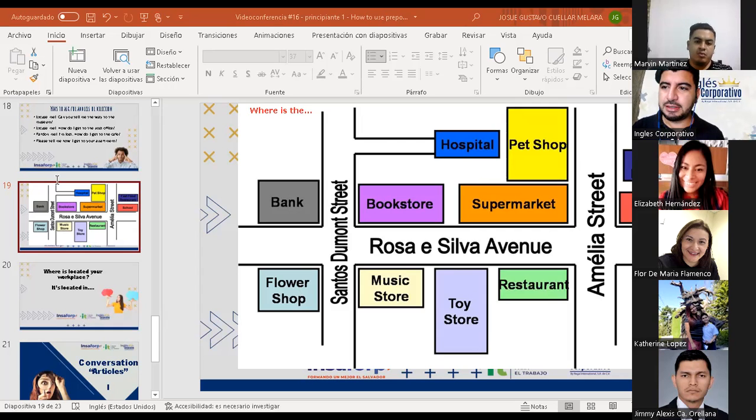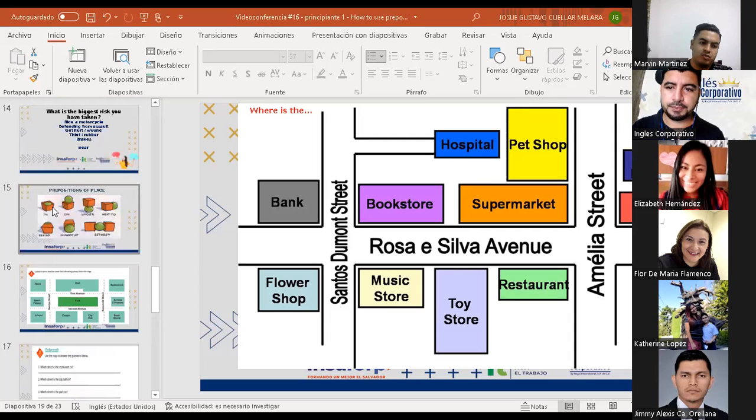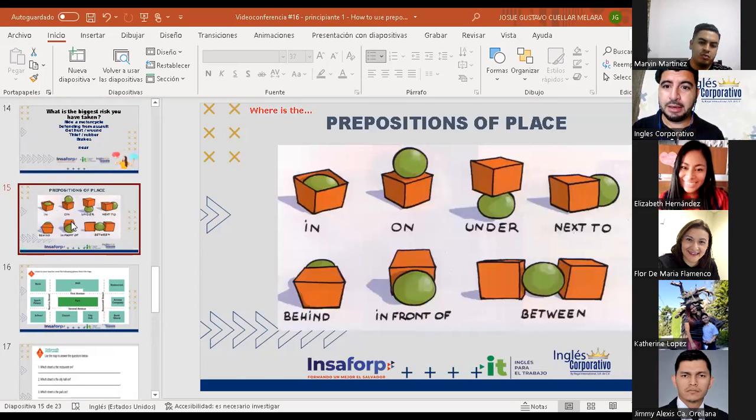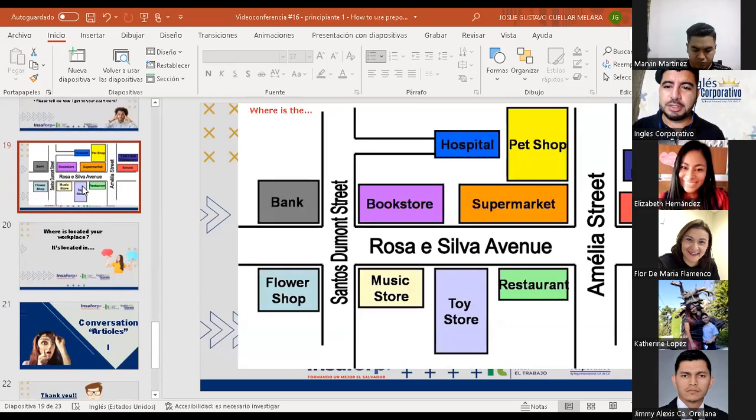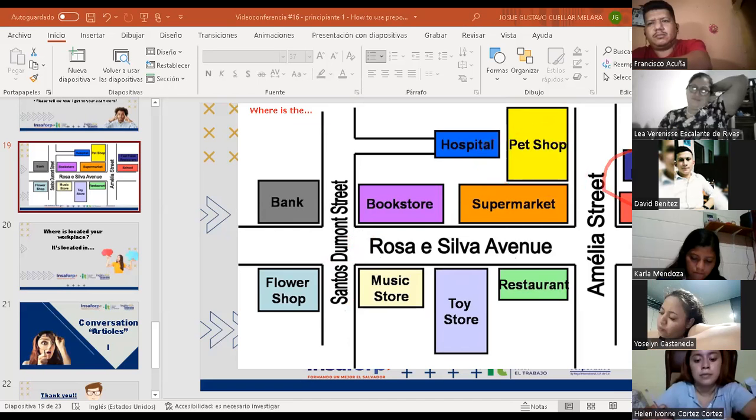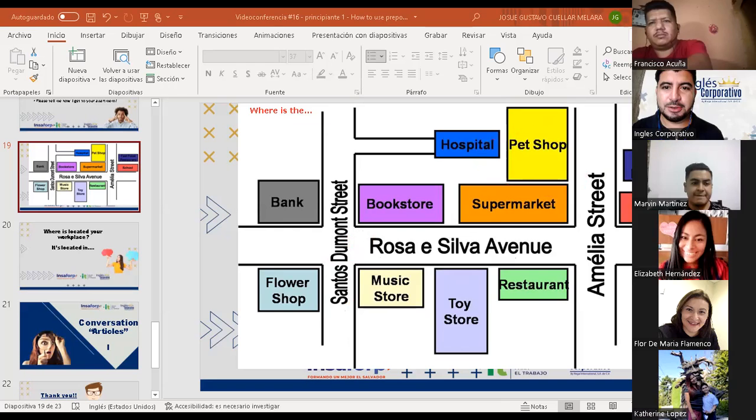Vamos a utilizar estas. Déjenme ver. Estas mismas, ¿ok? Vamos a decir dos cosas. Por ejemplo, la pregunta es, where is the bank? Y la respuesta sería, the bank is in front of the flower shop on Rosa and Silva Avenue. Aquí siempre va a ir on. On Rosa and Silva Avenue. Igual que aquí, on Santos Dumont Street. ¿Ok? Entonces la pregunta es, where is the? Y vamos a utilizar cualquiera de estos. Ok. Let's start. Así que comenzamos. Yes, Francisco. ¿Podría mostrar los adjetivos para explicar arriba, abajo?